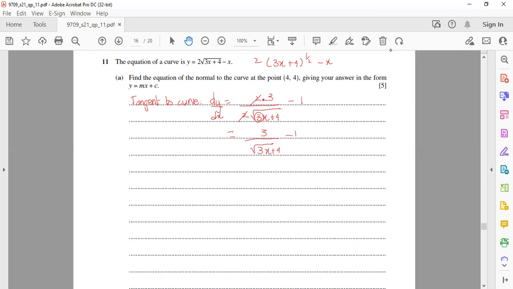So now what is the value of the gradient? That is the gradient to the curve at 4, 4. So dy by dx at x is equal to 4. I replace the value of x is equal to 4 in this. So 3 over square root of 3 times 4 plus 4, minus 1. It's equal to minus 1/4. So the gradient of the tangent at x is equal to 4 is minus 1/4.